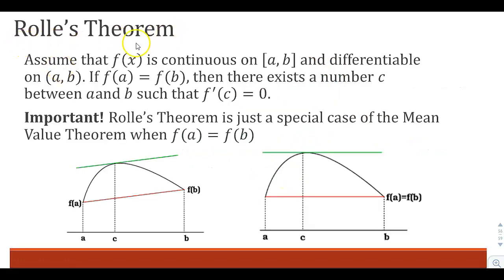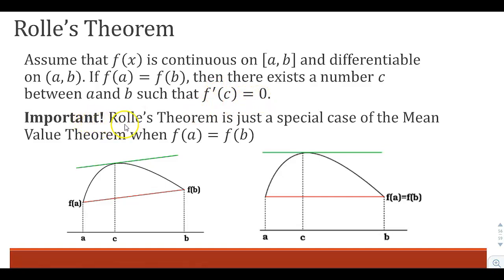Let's look at Rolle's theorem now. Assume that f of x is continuous on the closed interval from a to b and differentiable on the open interval from a to b. If f of a equals f of b, then there exists a number c between a and b such that f prime of c equals 0.